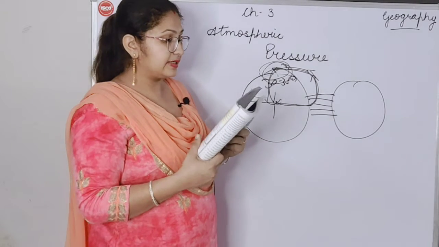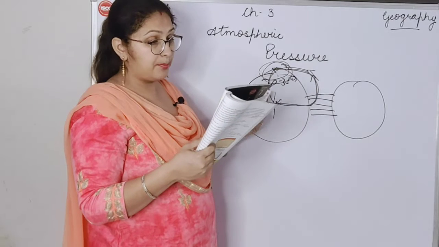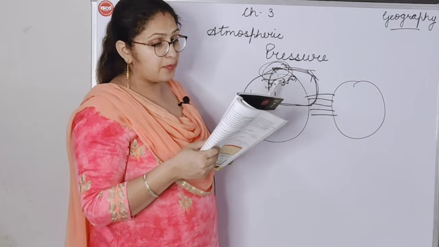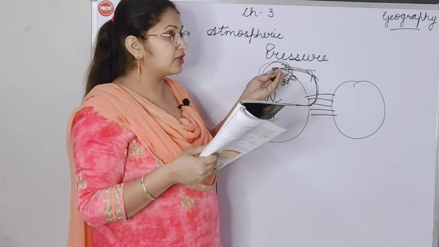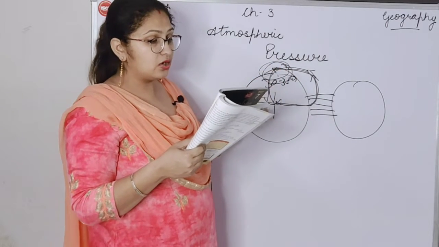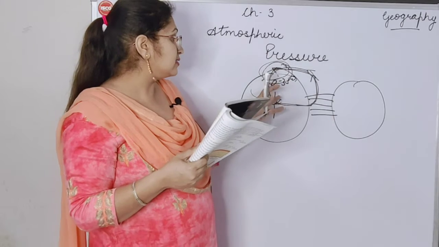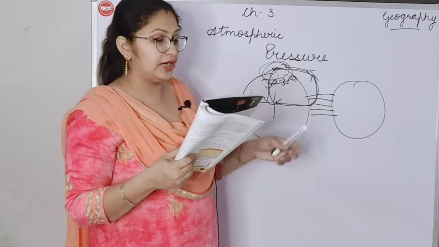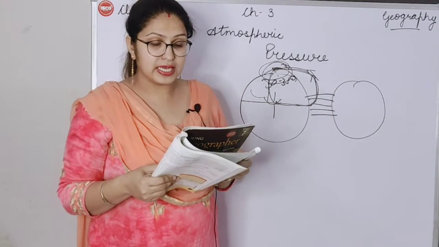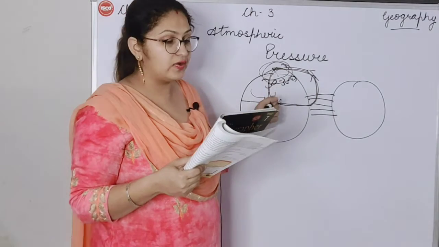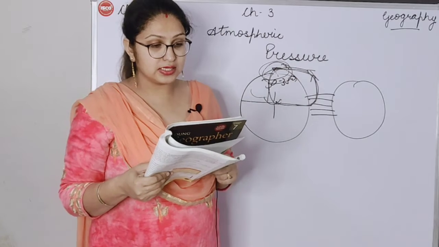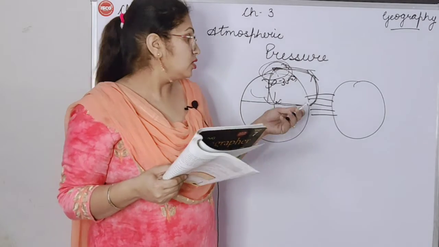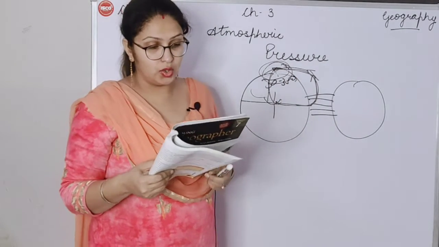So the air that is coming from subpolar areas, which are the subpolar areas? The subpolar areas are the areas after the poles. From there also the air comes and settles in this zone, the 30 to 35 degree zone. So wind also gets added in this. Temperatures in this area are also lower, so here also the temperature is lower.